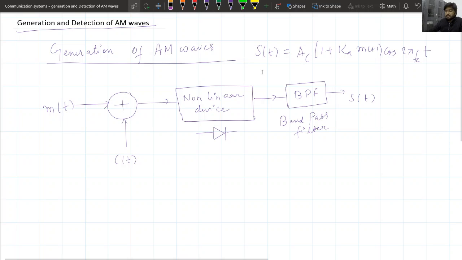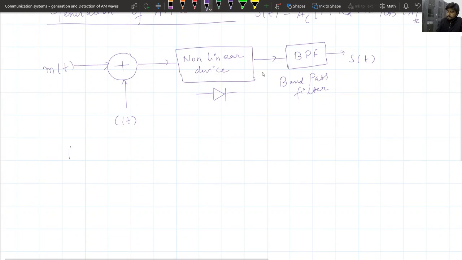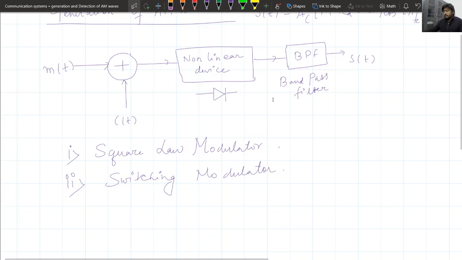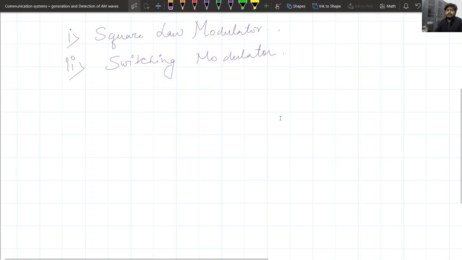So for this purpose, there are two methods. One is square law modulator and second is switching modulator. Let's discuss this one by one.